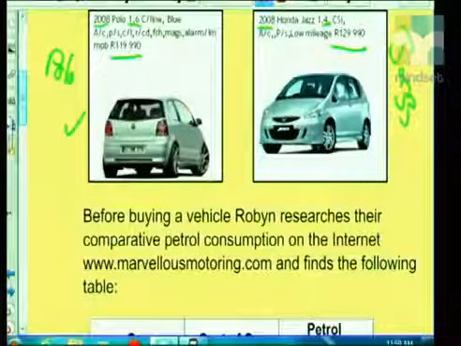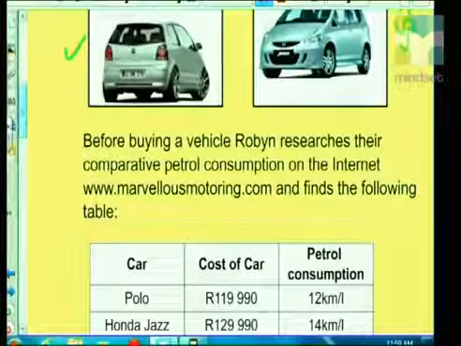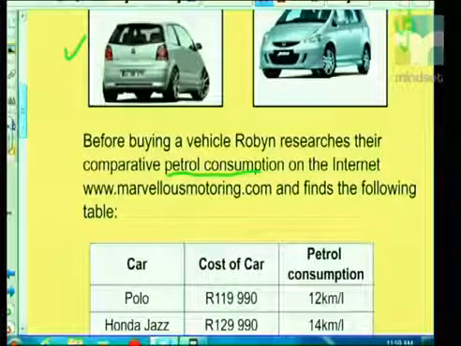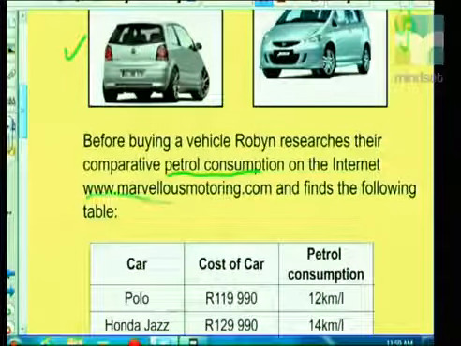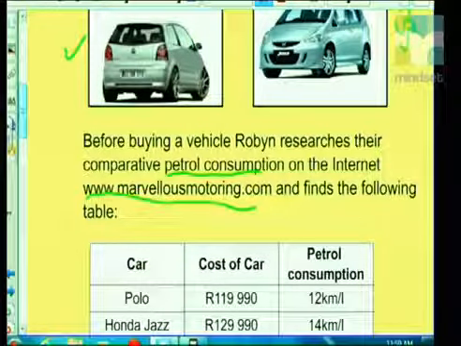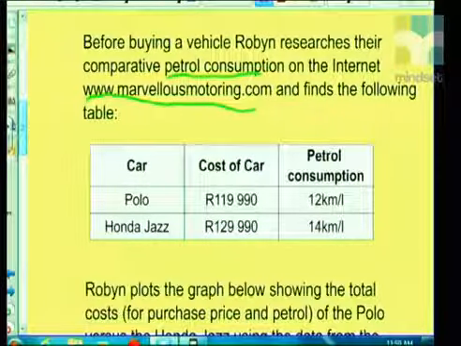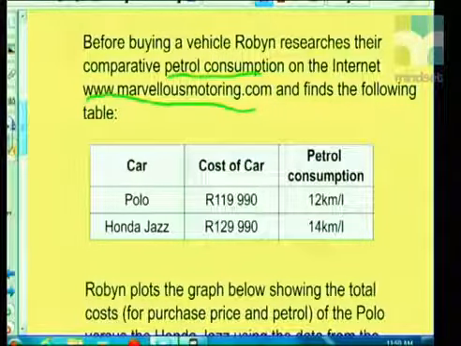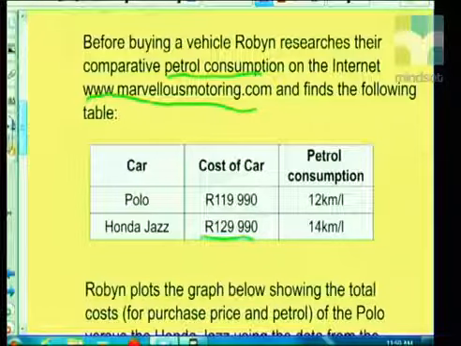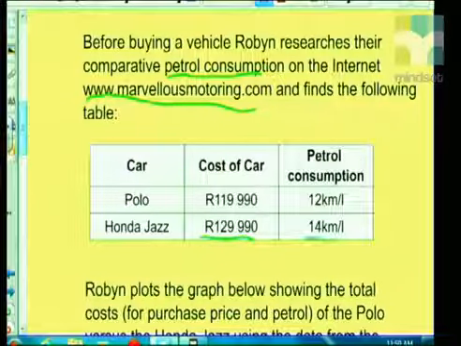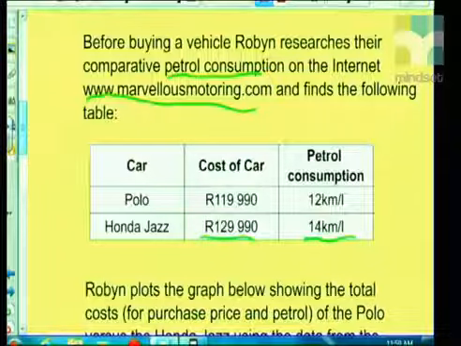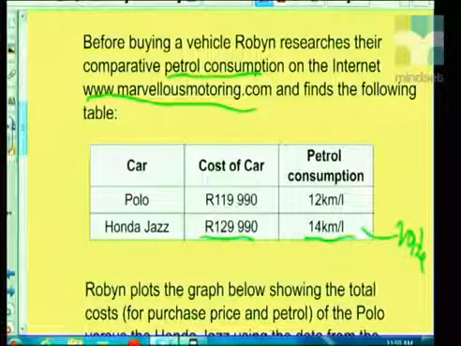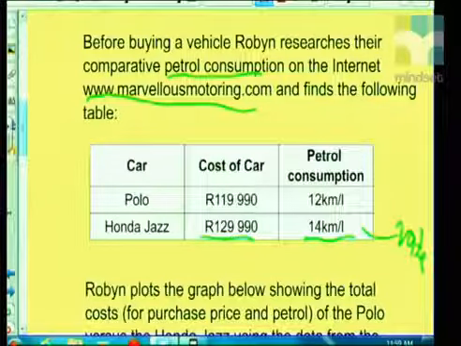So before buying the vehicle, Robin researches the comparative petrol consumptions on the internet, and she went to this site here, marvelousmotoring.com, and she finds this breakdown. So she fills in the cost of the car, the year of it, and she then gets the number of kilometers per litre. This is a rate. So we're doing something on rate as well. 12 kilometers per litre.